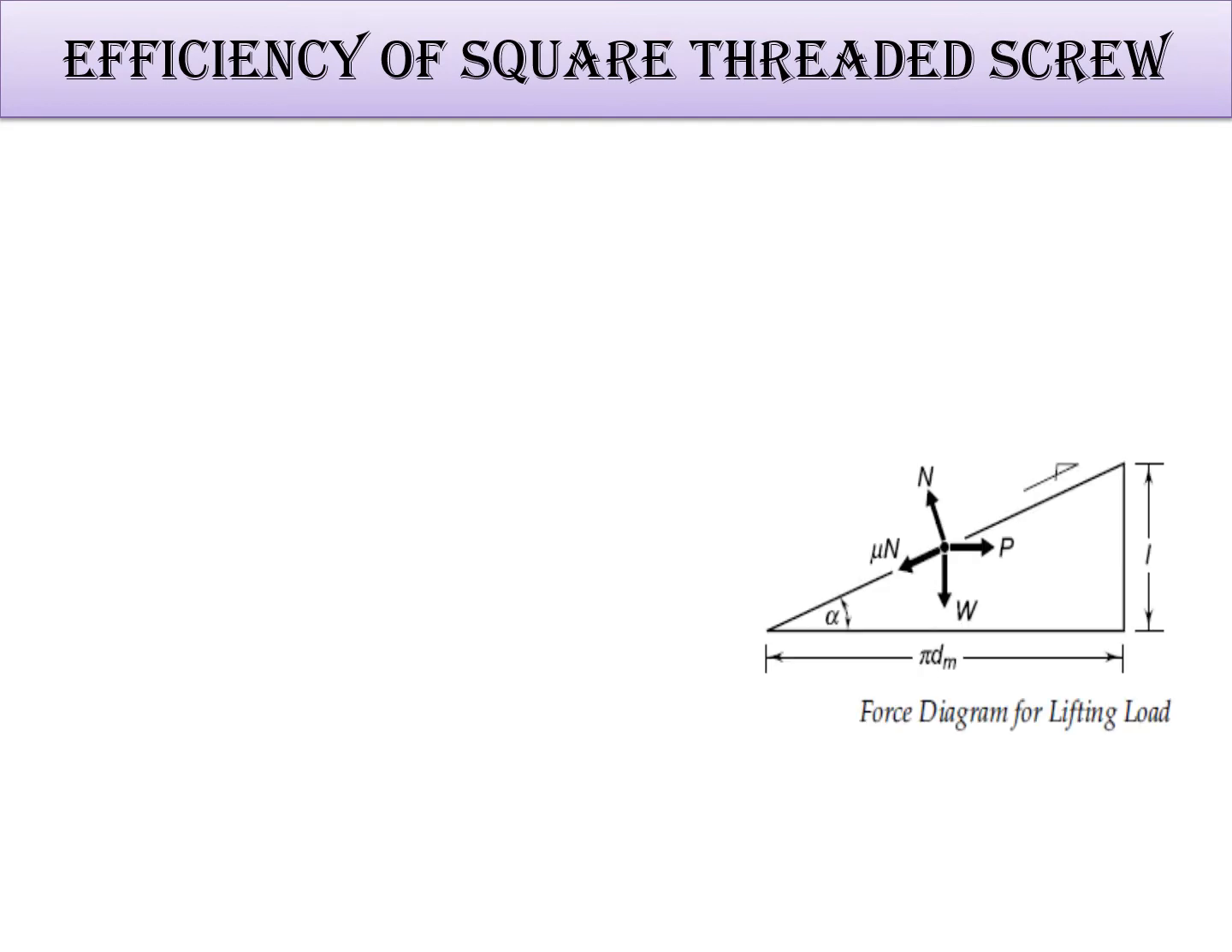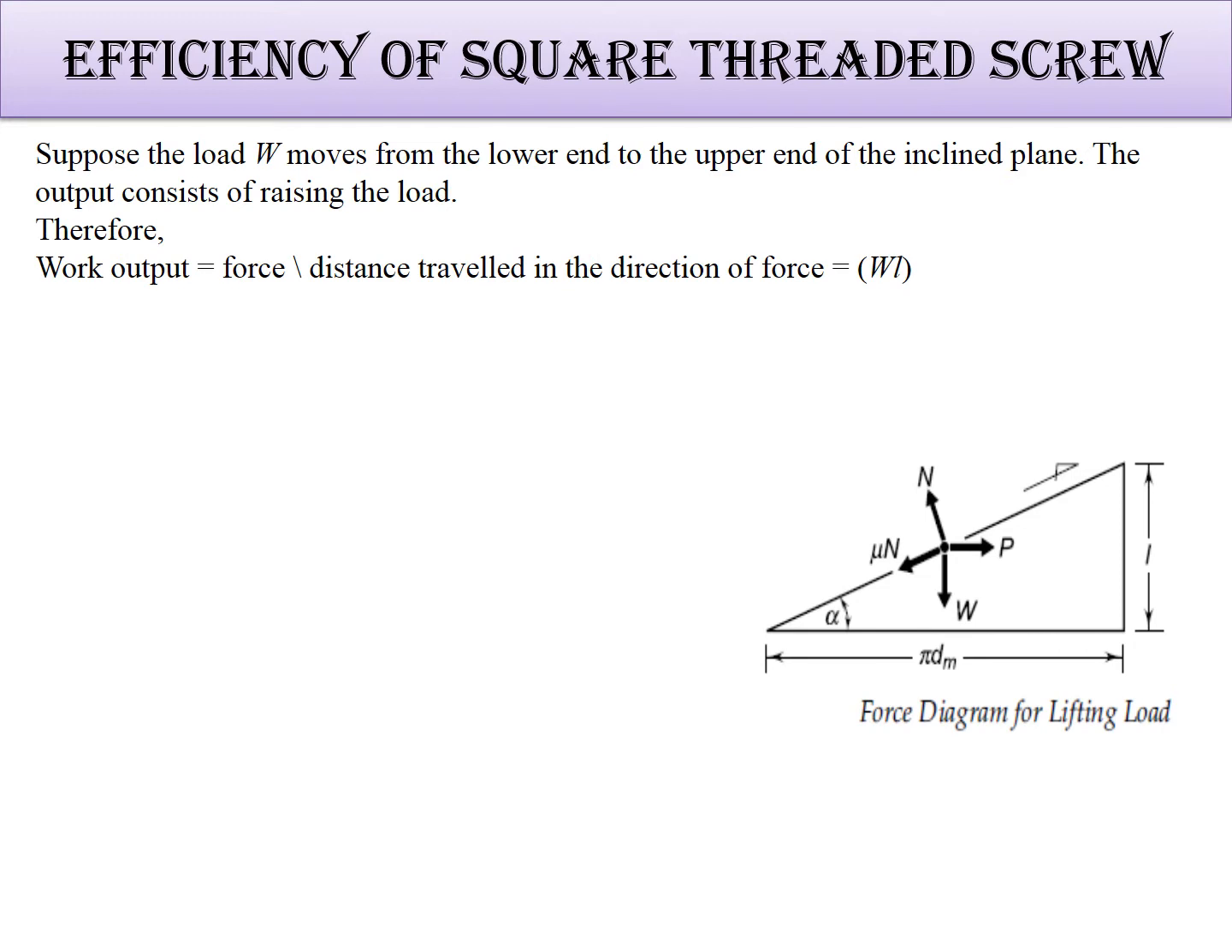This is the force diagram of lifting load, which we have already seen in the previous videos also. Now, this is the lifting load. That's why effort is in the right direction. Okay, and mu N is in the downward direction this way, and W is always in this direction, that is vertical downward, and N is perpendicular to the inclined plane. Now these things we have done.